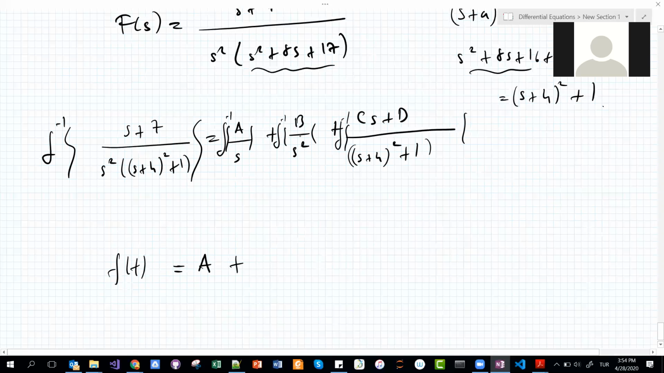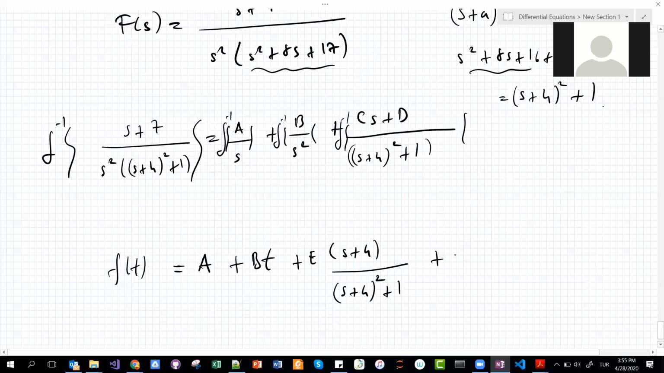The inverse of B over S squared is equal to Bt, correct? If you look at the table, the Laplace of t is equal to 1 over S squared. But when you look at this part, of course, without finding C and D, it is not going to be correct to do that. But basically, you should do this, guys: after you find the coefficients, you do the regulations. You are going to need S plus 4 on the top, and on the bottom, S plus 4 squared plus 1.